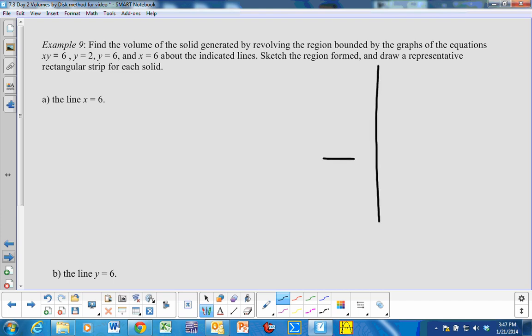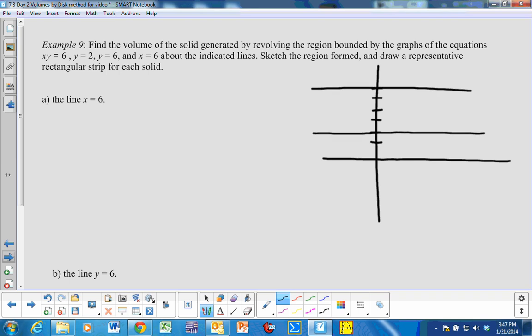If you don't know what something looks like, then of course you always just plot points, plug numbers in. Well, let's write the things we do know. We certainly know how to graph y equals 2 and y equals 6. So here's y equals 6 and here's y equals 2. They're just horizontal lines. And then we have x equals 6. So 1, 2, 3, 4, 5, 6. And then we just have to put this other graph on there and figure out where it goes.